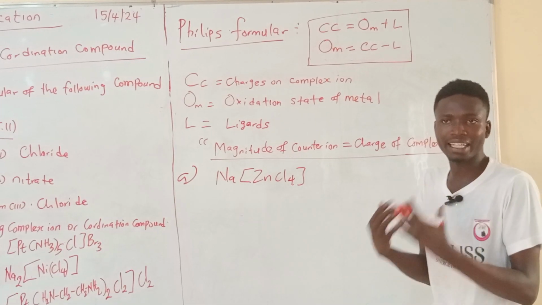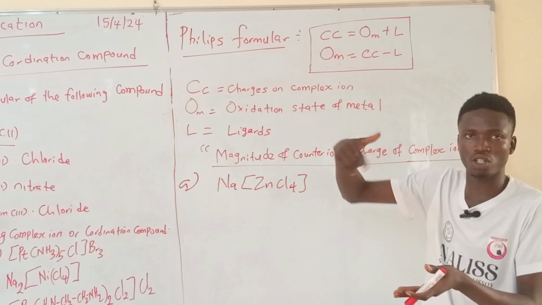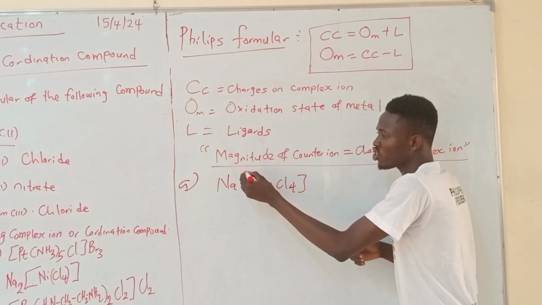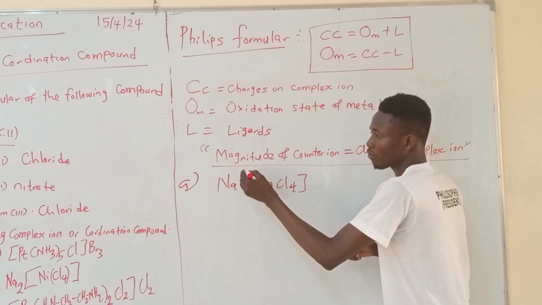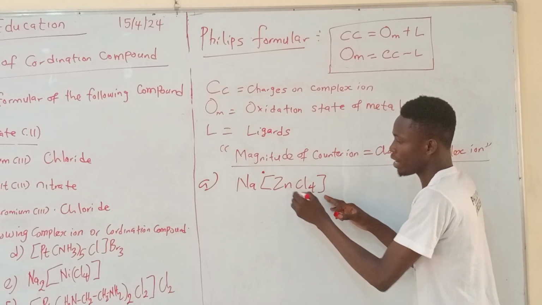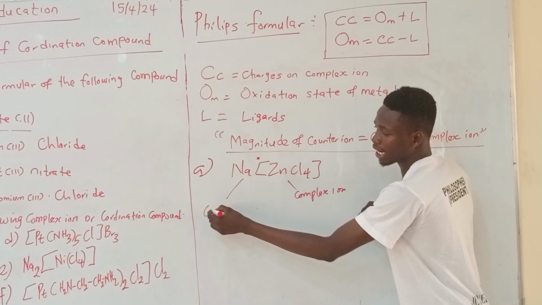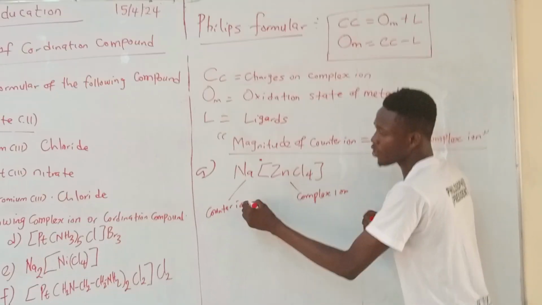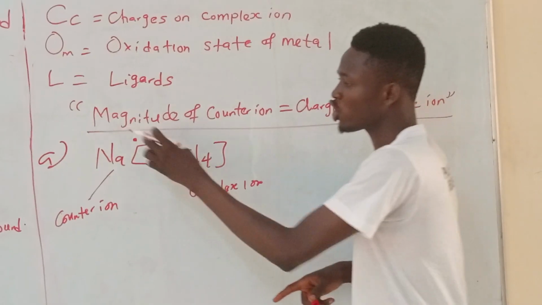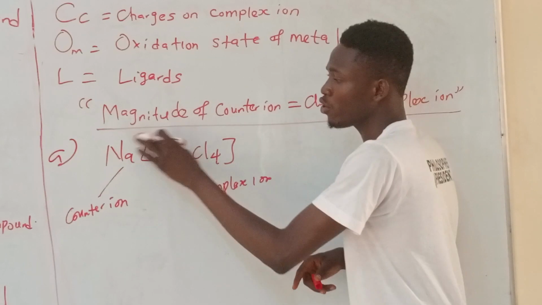How will you know? A counter ion is functioning, countering the charges on the complex ion. So you have to know what charge this is carrying. And you know that anything in this bracket is a complex ion, and this guy alone is a counter ion. So before you can know how much counter ion you need to counter this complex ion, you have to know what charge this complex is carrying. And how do you calculate that? That's why you need this formula.